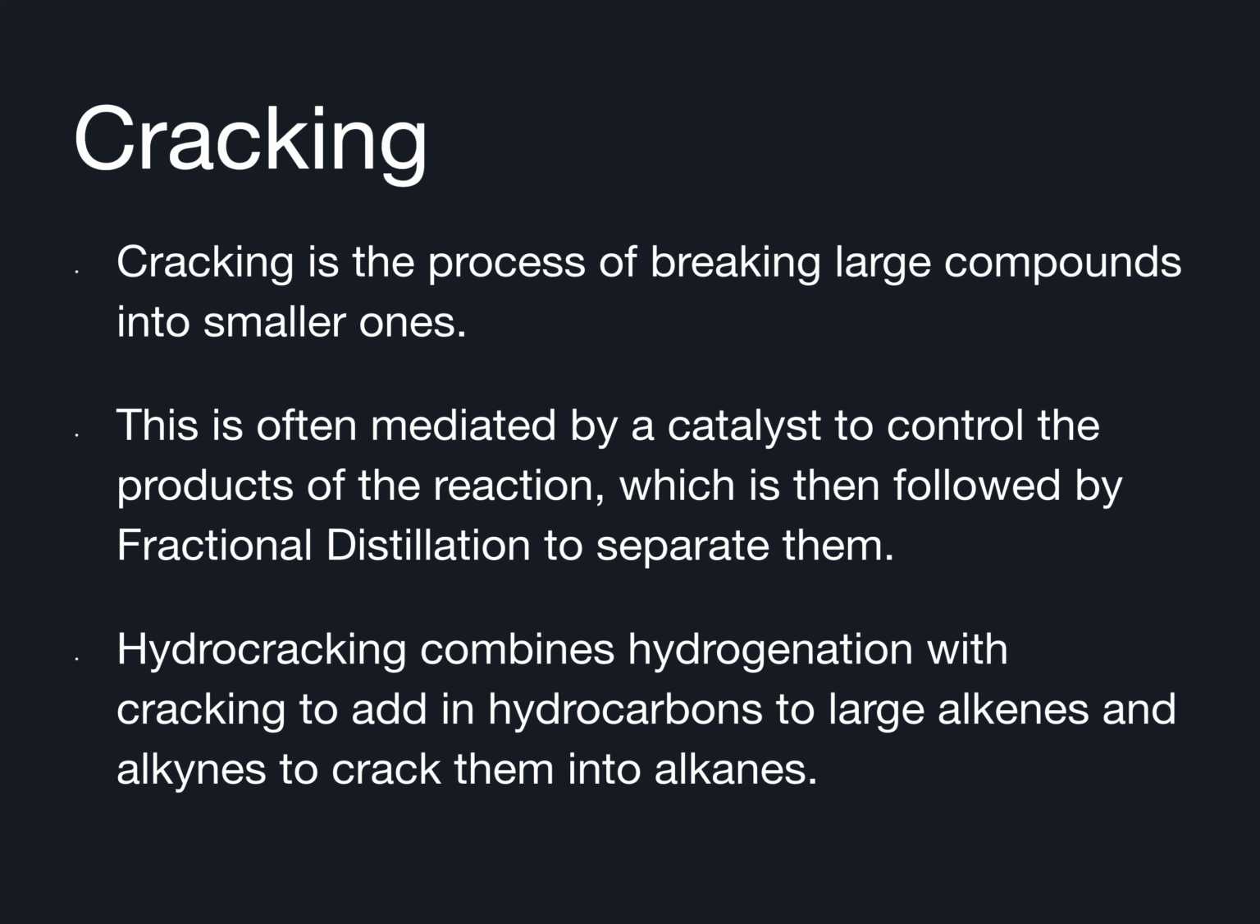Hydrocracking also combines this with a process called hydrogenation, and hydrogenation adds hydrogens into double bonds and triple bonds. So you can turn large alkenes and alkynes, which we don't often use as fuel, into alkanes that can then get cracked apart into propane and butane.